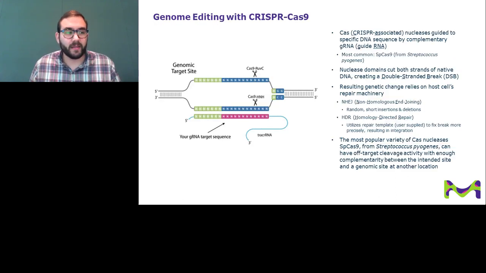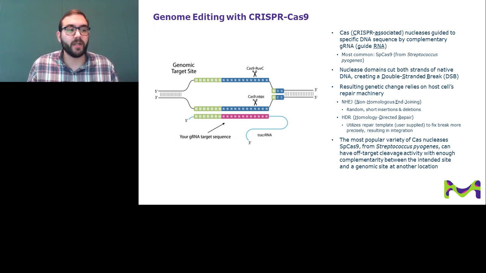But what exactly does the cleavage? Those are Cas or CRISPR-associated nucleases. As you can see here in this diagram, the nucleases are guided to a specific DNA sequence by a complementary guide RNA. Once at this target, the two cleaving domains, showcased here in the diagram, RuvC and HNH, cleave each strand of DNA at the target site, forming a double-stranded break.